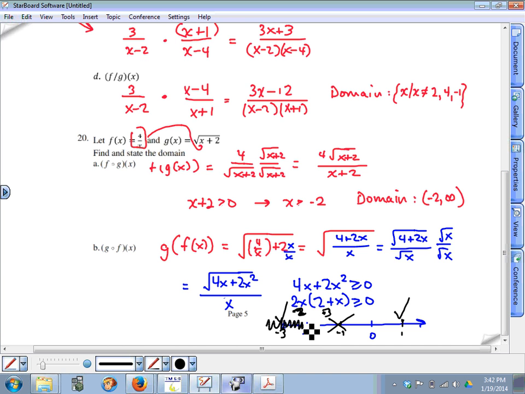So we need all of these numbers on that interval, and all of these numbers on this interval. And since it's greater than or equal to, we would normally include the endpoints. So we're going to include this endpoint of negative 2, but we're not going to include that endpoint of 0 because x cannot be 0. So the domain is from negative infinity to negative 2, union parenthesis 0 to infinity.